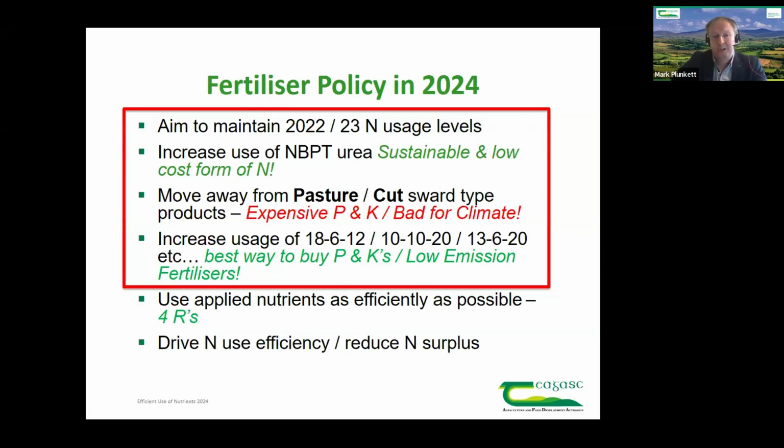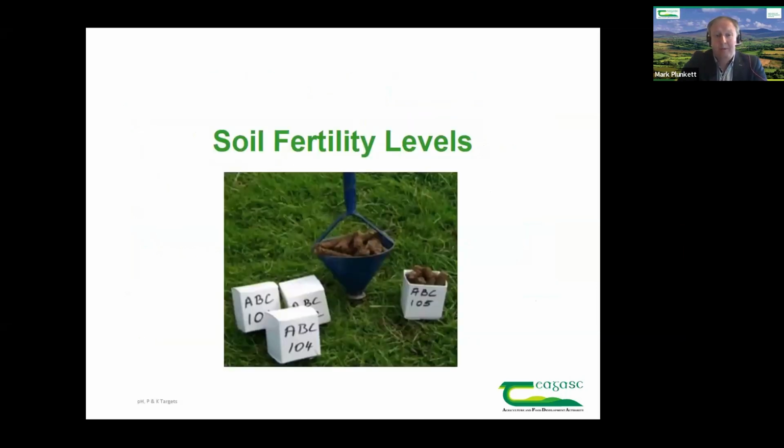It's a nitrate-based nitrogen, and it's not good in terms of reducing our carbon footprint or nitrous oxide emissions. We're very much moving to the more traditional type fertilizers, your 18-6-12s, your 10-10-20s, 13-6-20s. These tend to be the best way of buying P's and K's in this country. They're made in volume. Work is also ongoing in Johnstown Castle in terms of getting an emission factor for the high PK blends. It's a more sustainable fertilizer, and has a lower carbon footprint.